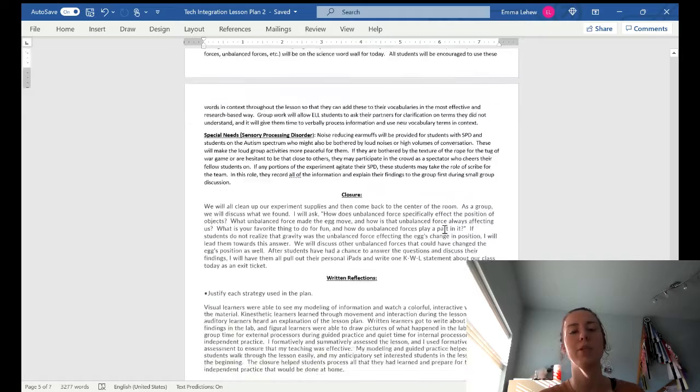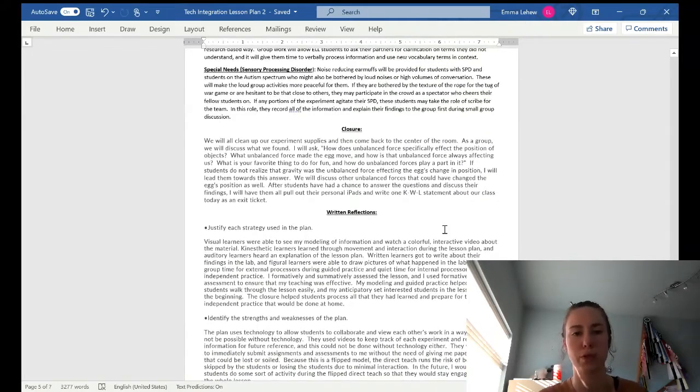For independent practice would actually be used after closure, so I'll move to closure. So for closure, we would clean up, and then I would ask them, how does unbalanced force specifically affect the position of objects? And they'll think about how the egg moved, they'll explain it, they can read parts of their guided practice notes if they want to, and they're going to write a KWL statement for our class as an exit ticket to finish. So they would have done the K and the W at the beginning. After we did the Kahoot, they would have done the K and the W.